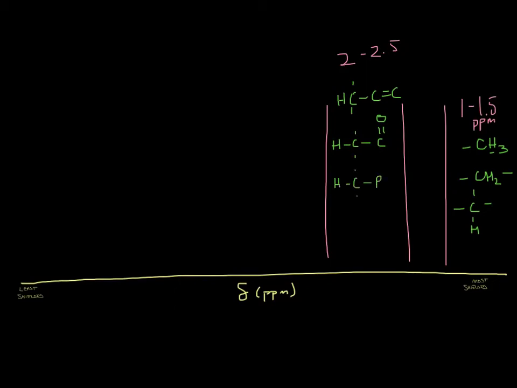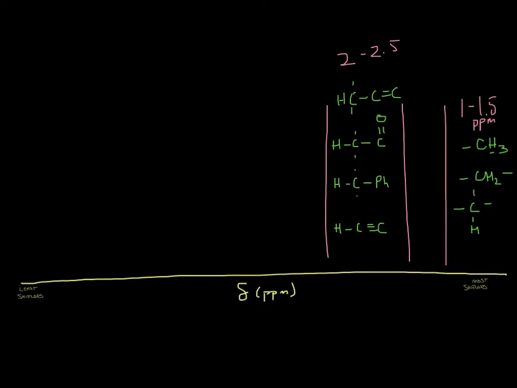I'm just going to write Ph for phenyl ring. The other thing that we'll have here is an H directly at the end of an alkyne. We'll get to the details of why that is later, but all of these guys appear somewhere in between 2 and 2.5 ppm. You can't always tell exactly what that hydrogen is.